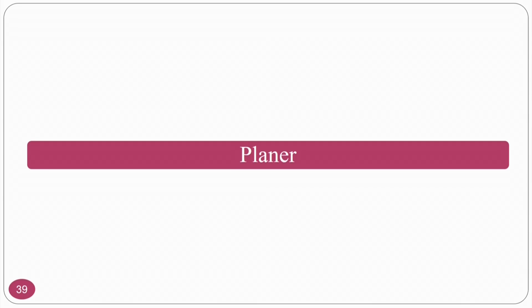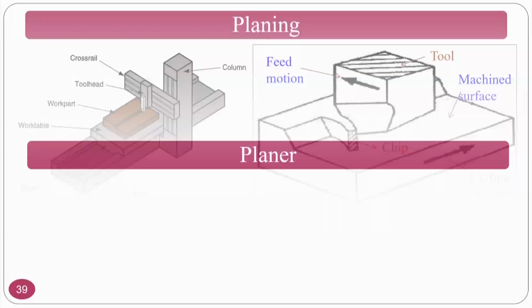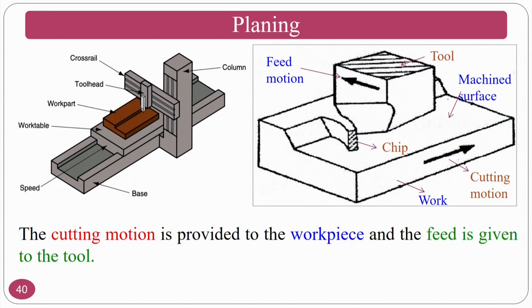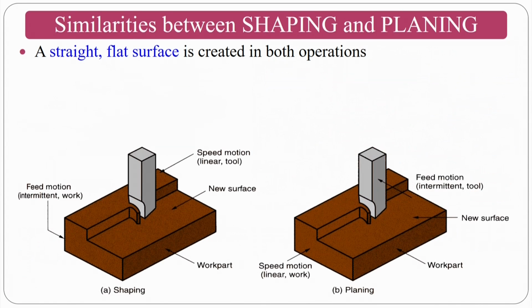Now we move on to another process, called the planing process. This is similar to the shaping process, but the motions are vice versa. Here the cutting motion is given to the workpiece and the feed motion is given to the tool. Planing machines are normally used for big workpieces, while shaping is normally used for small workpieces. That is the only difference. A straight and flat surface is created.